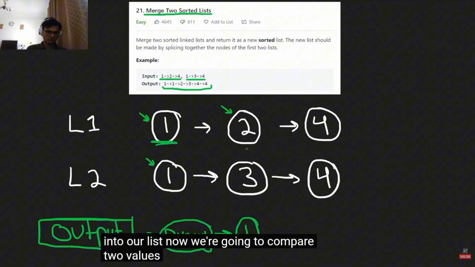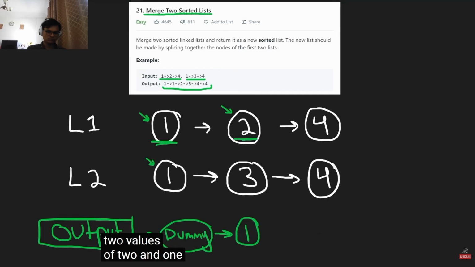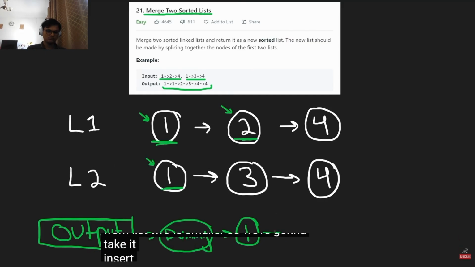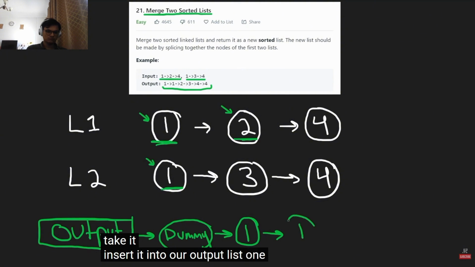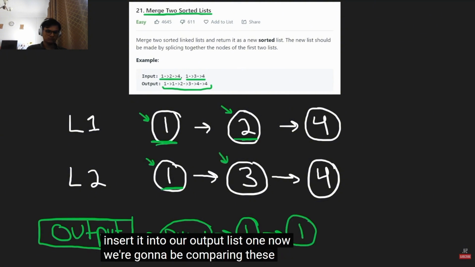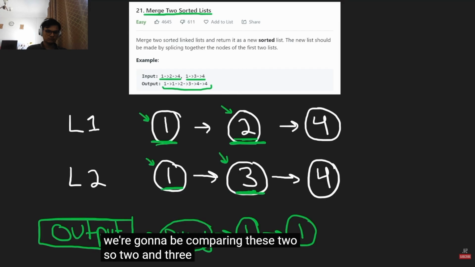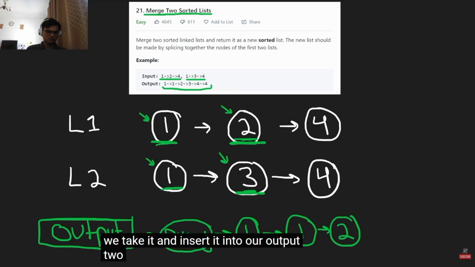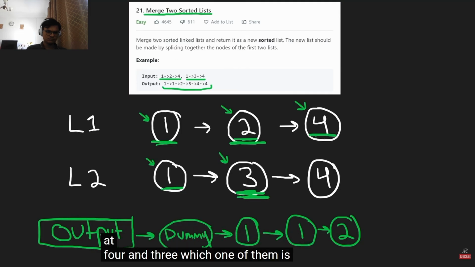Now we're going to compare two values, 2 and 1. In this case, the value from list 2 is smaller, so we take it and insert it into our output list, 1. Now we compare 2 and 3. The value from list 1 is smaller, so we take it and insert it into our output, 2. Then we can move to the last value in list 1. Now we're at 4 and 3. Which one of them is smaller? Of course 3, which is the value in list 2.